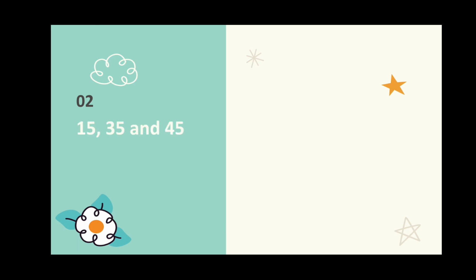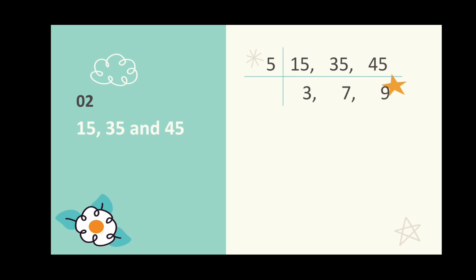Next, number 2. 15, 35, and 45 again. This time, we're going to find their GCF. So yan. What do you think is the common factor of 15, 35, and 45? Okay, so it's number 5. Now let's divide them by 5. Now we have 3, 7, and 9.